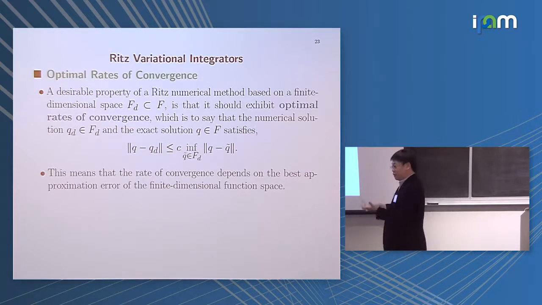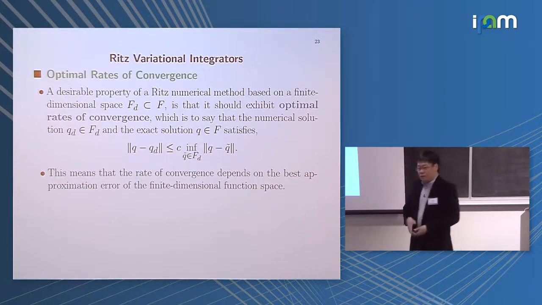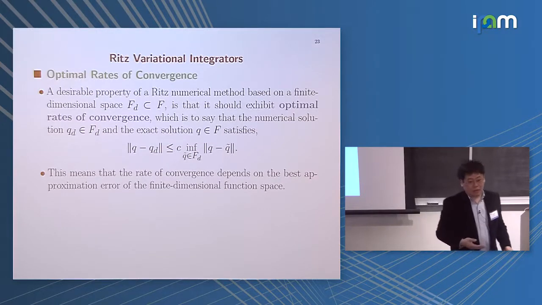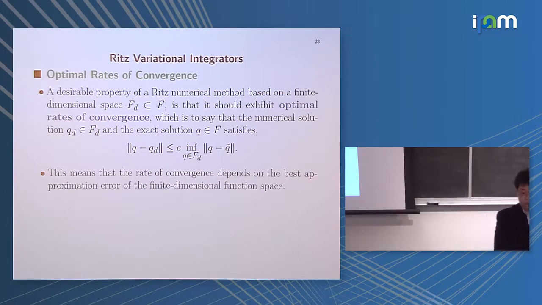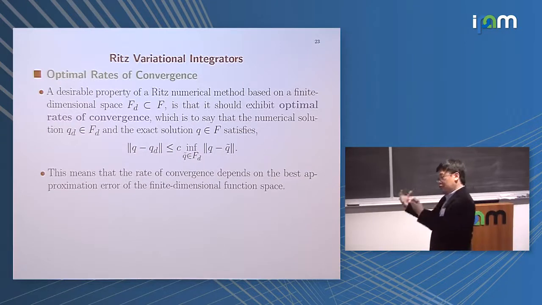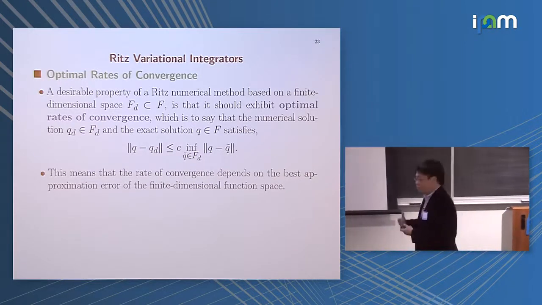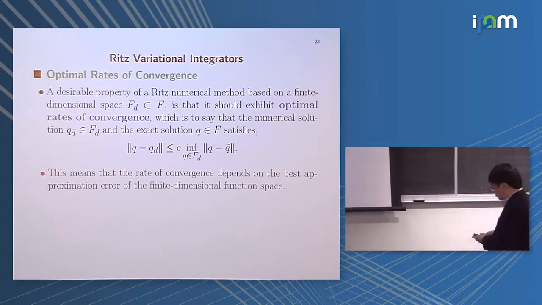What's the smallest error you could get, right? And in some sense, this is the best you could hope for. So this is what's known as the best approximation error. And if the numerical error of your method is bounded by some multiple of this best approximation error, then that allows you to convert the problem of constructing good numerical methods to the problem of constructing good approximation spaces. So that's the reason why you might care.